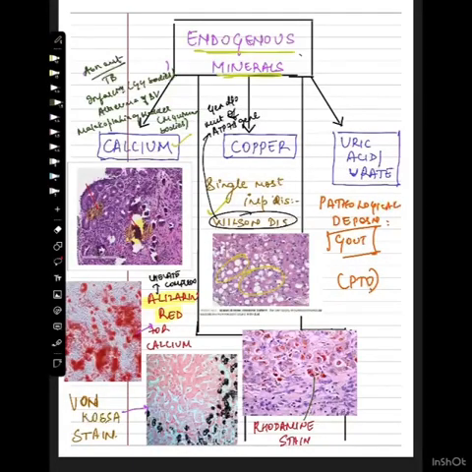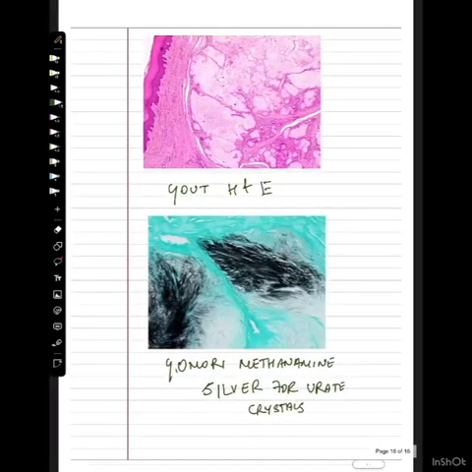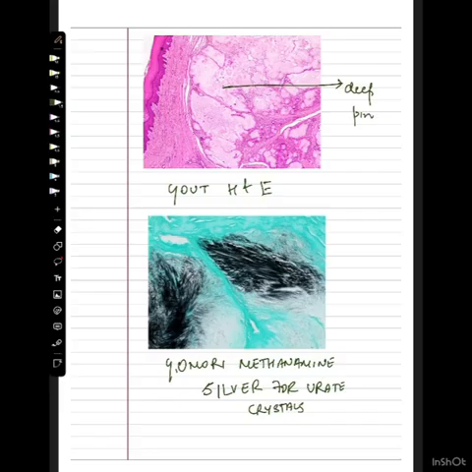The third is uric acid or urate. The single most important disease where uric acid or urate is deposited pathologically is gout. This is the histopathology of gout. As you can see here, there are deep pink eosinophilic deposits that highlight gout. And this is then stained by Gomori methenamine silver stain. This Gomori methenamine silver stain will highlight the urate crystals, as you can see here.